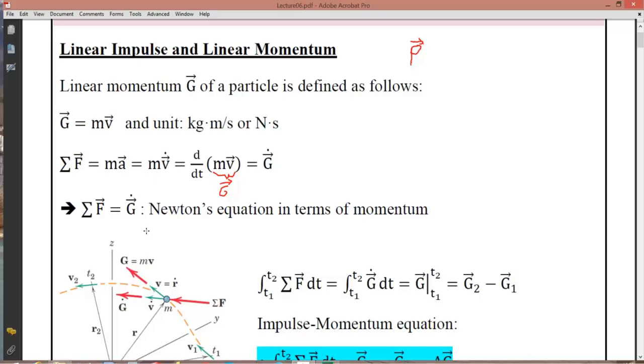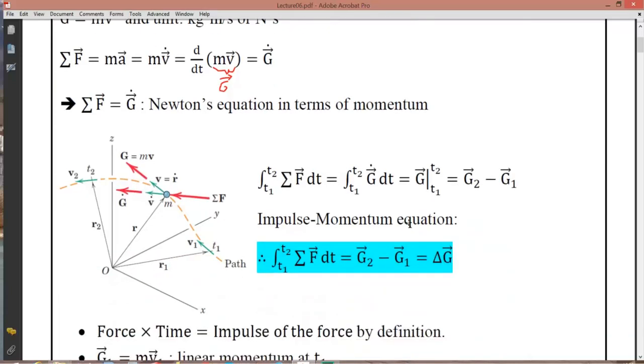So we can, let's say, define Newton's equation as: the summation of forces acting on a particle results in the time rate of change of the linear momentum, which is G dot.